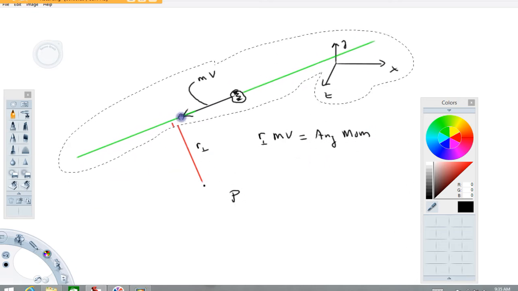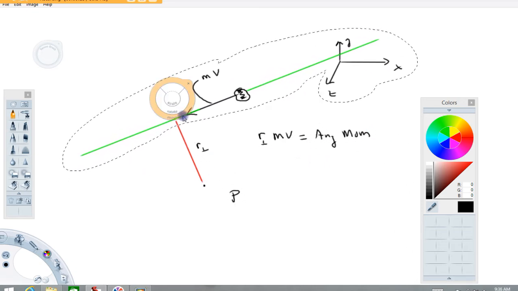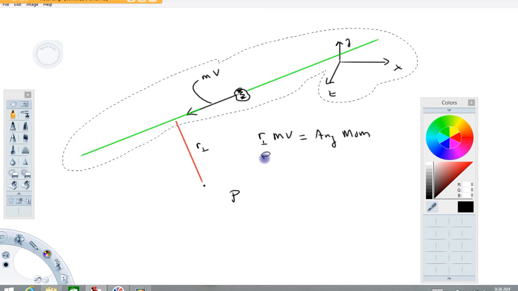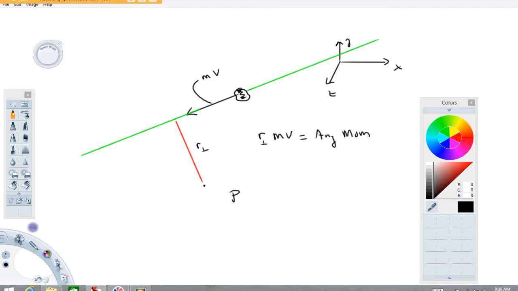So this was just meant to be an introduction to angular momentum. It's equal to rmv, where the r needs to be perpendicular to the v. It is a vector quantity. Generally speaking, clockwise or counterclockwise is good enough. Not good enough for three-dimensional problems, but in two-dimensional problems, clockwise or counterclockwise is typically good enough.